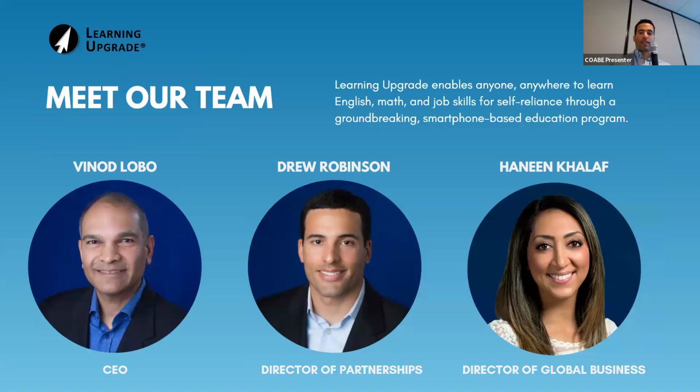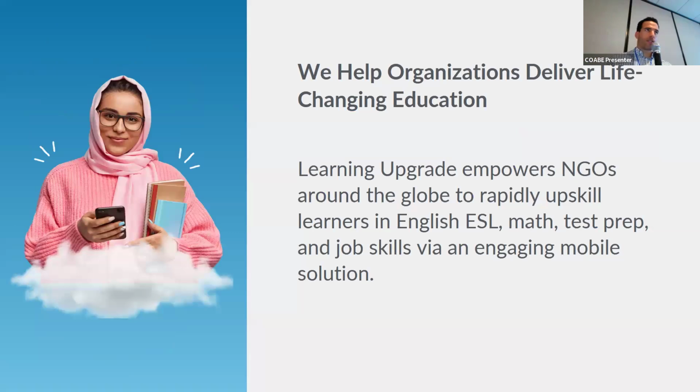So today it's me. I'm actually joined by Belen and Dan, our partners at New Readers Press. So we're Learning Upgrade, and our partners are New Readers Press and Adult Education. Vinod had to go to Chicago, and then Haneen wasn't able to make it. So it's just me, and you're in decent hands. Maybe not as good as if it was all three of us, but I think I can hold it.